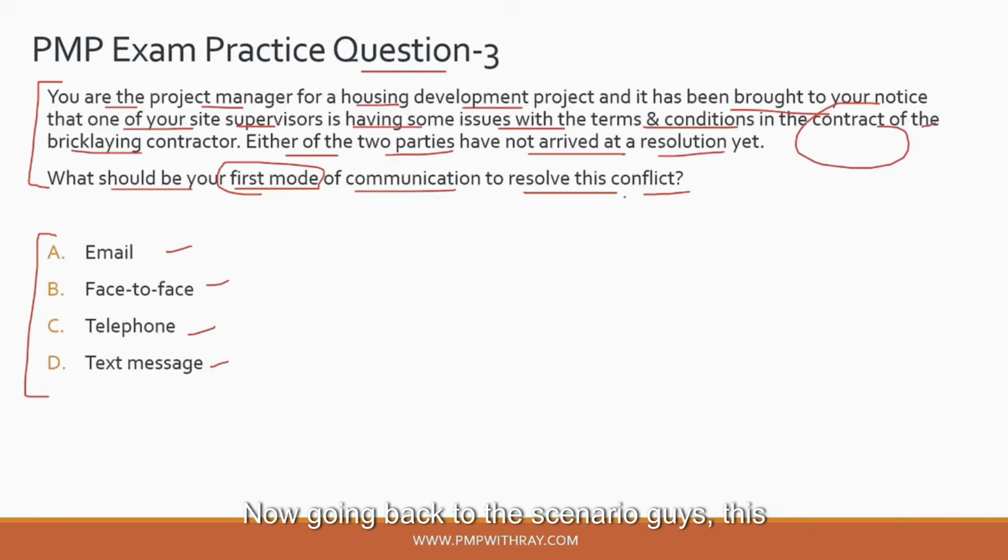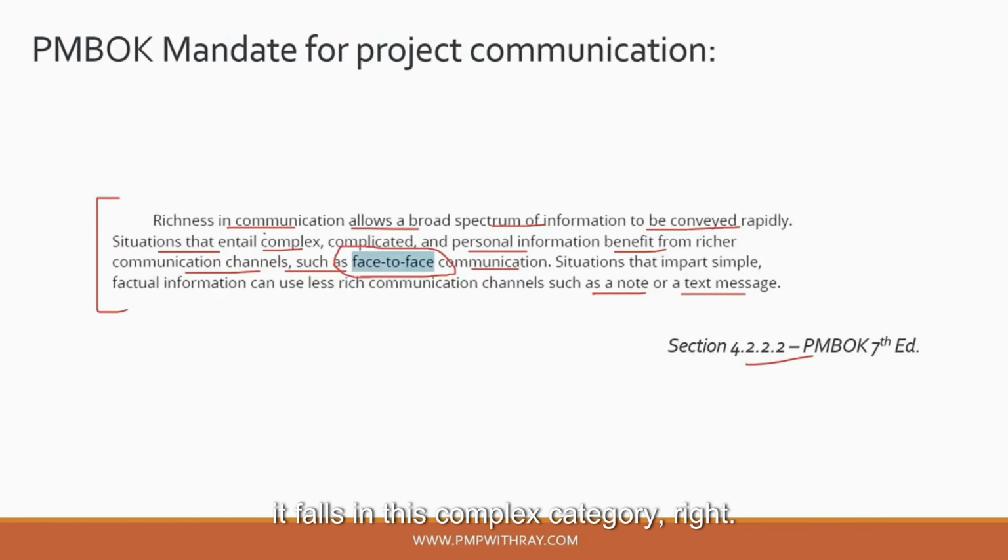Now, going back to the scenario, guys, this is a problem which is happening basis the contract which has been signed between your supplier and yourself, or with your team, right? Which is the bricklaying supplier here. So whenever there is such a problem basis a contract which has been signed between two parties, it falls in this complex category, right? It is not just a simple problem, let's say, of your contractor not performing up to the mark, or there is a bit of quality outage in one of the materials, etc., etc. There is some dispute with some of the clauses of the contract. So that is basically a complex issue which you need to solve.